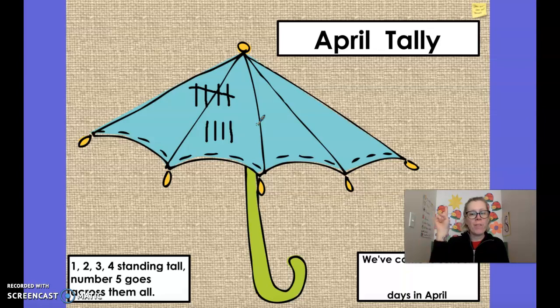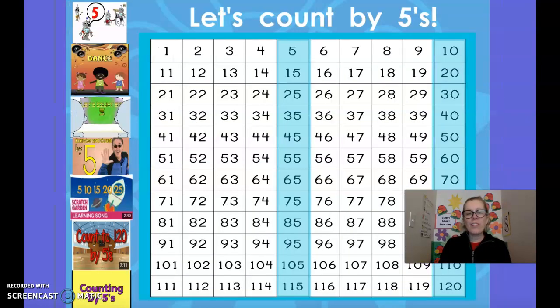Now remember our poem. 1, 2, 3, 4, standing tall. Number 5 goes across them all. All right, we have 1, 2, 3, 4 standing tall. That means 5 is going to go across them all, and I can count by 5s. I have 5 plus 5 is 10. So far in April, we have come to school for 10 days. Great job.